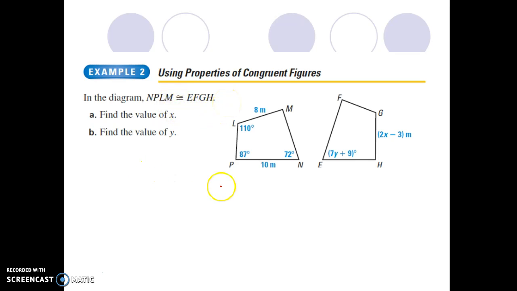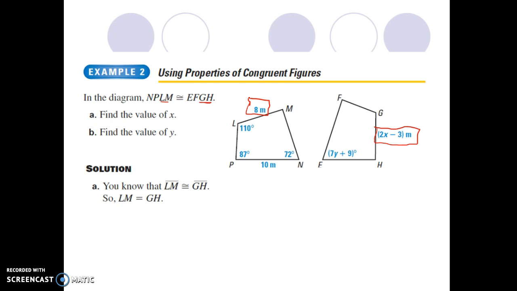So for the first part, they ask us to find the value of x. If we look over here, we see that x is on side GH. Because of our congruent statement, we know that side GH is going to be congruent to side LM. So we look at LM, I have the value 8, which means that I can set up the equation 8 equals 2x minus 3. And using algebra, I can solve that and get x equals 5.5.